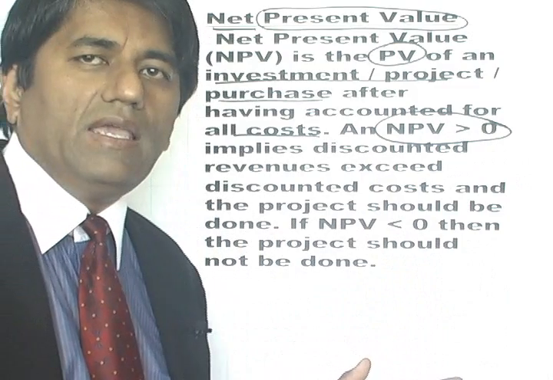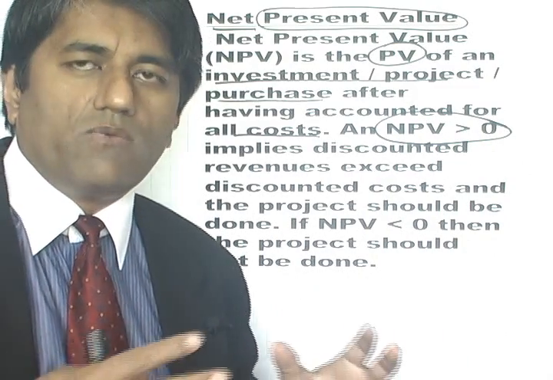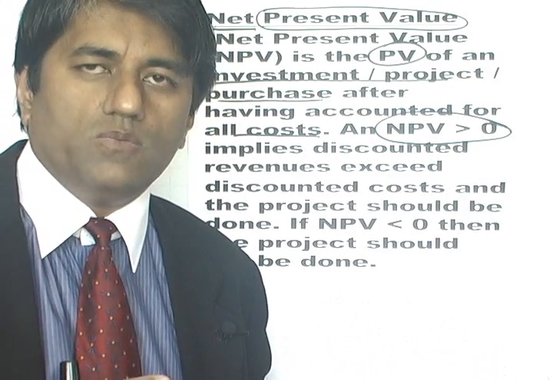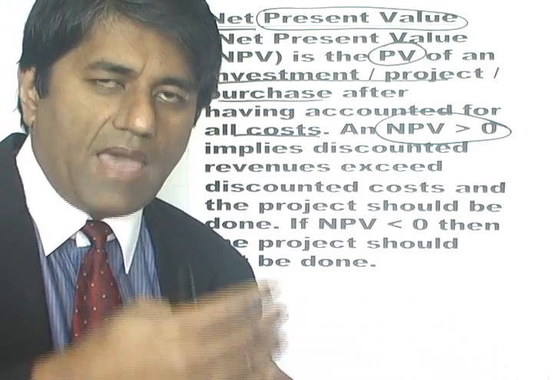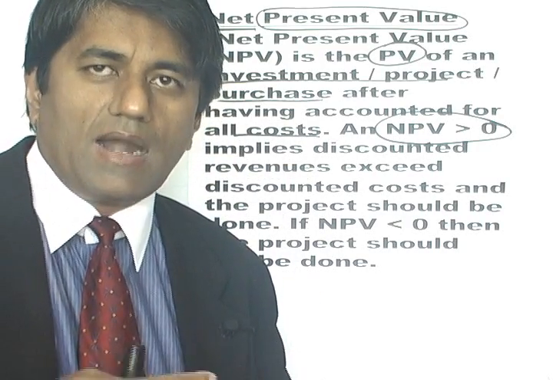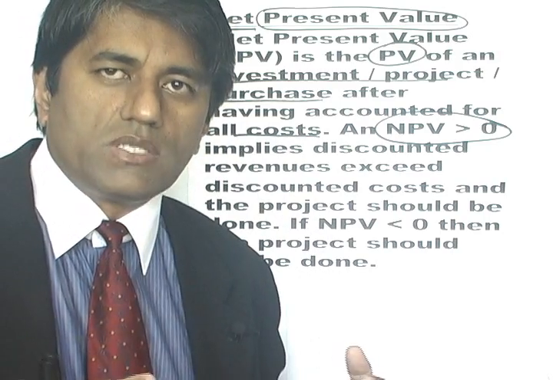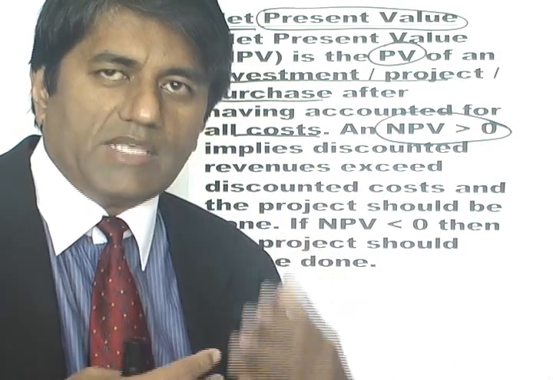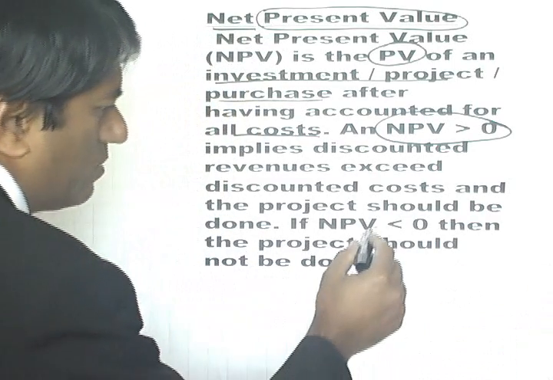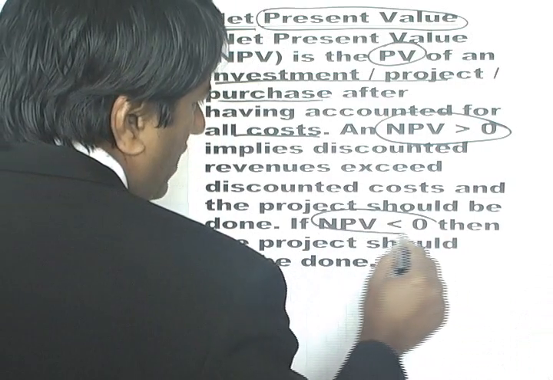If the NPV is less than 0, it means that whatever it produces is less than whatever it consumes, or revenues brought back to the present are less than the present value of all costs. If that is so, you don't want to do that project because you don't want to do something which consumes more than it produces, and that would correspond to a case of NPV less than 0.